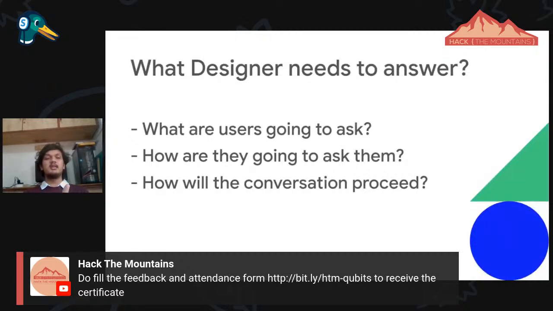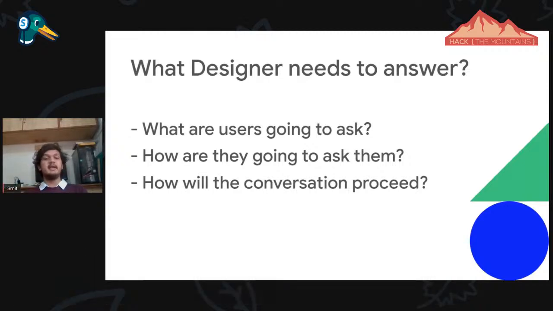Suppose we take the example of the Hack the Mountains hackathon. What can the user ask? The user can ask about the speakers, the schedule, contact us, or the team page. So all are intents. If the user can ask multiple questions, all will be our intents. The user can ask FAQ, so FAQ will be our intent.